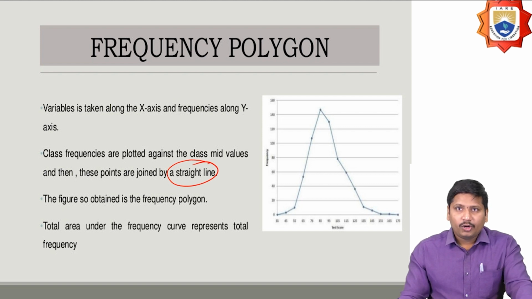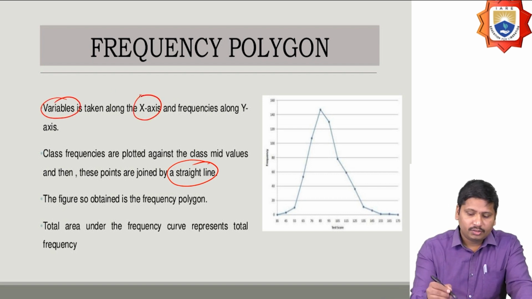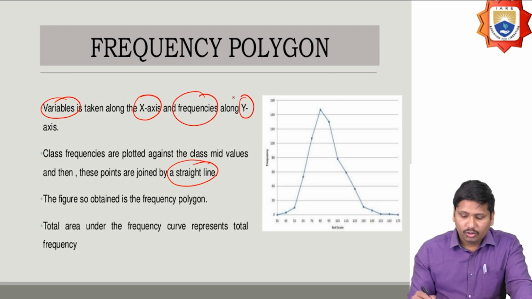So the frequency polygon is the next way. Here also the variables are going to be taken on the x-axis and frequencies are going to be taken on the y-axis. And here also you can take the class intervals with a difference of 5 or 10 like this.